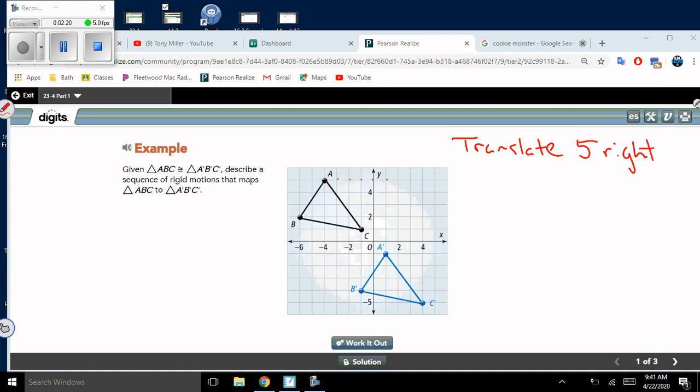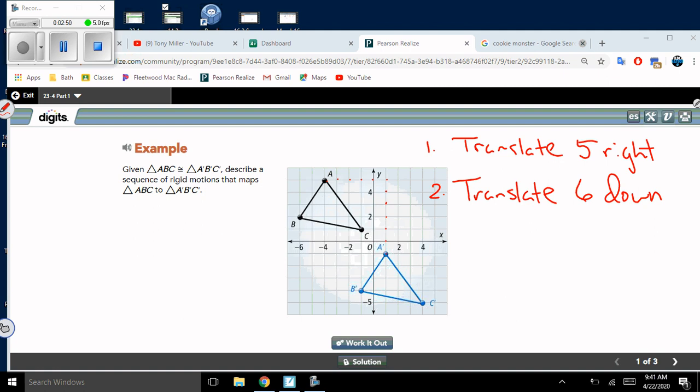And then the second step would be to go 1, 2, 3, 4, 5, 6. The second step would be translate 6 down. Okay? So that's what they're saying is, first thing you do is this, second thing you do is this. This is the same exact thing that in one motion, you could basically translate it 5 right and 6 down in one move. Why they're breaking it up into two pieces, not quite sure.